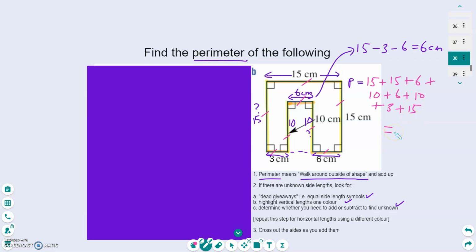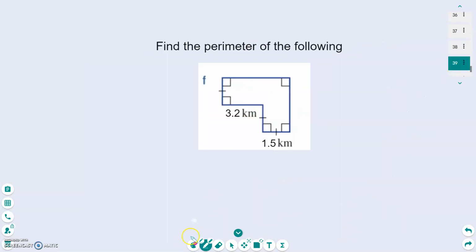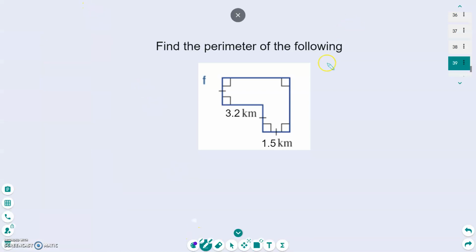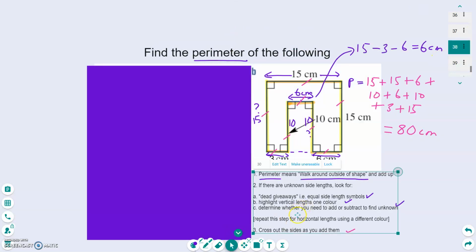And chuck it all into your calculator. And we get 80, and our units are centimeters. Let's check out another question because it takes a little while, but you're just following this process. Let's check it out. Okay, find the perimeter of the following shape. All right, and we have our little process, so I may as well drag it over.